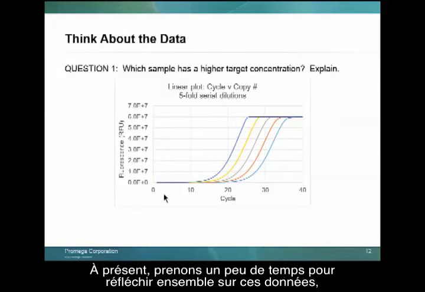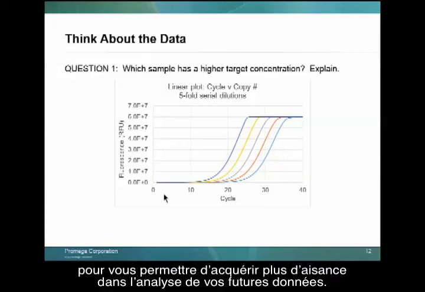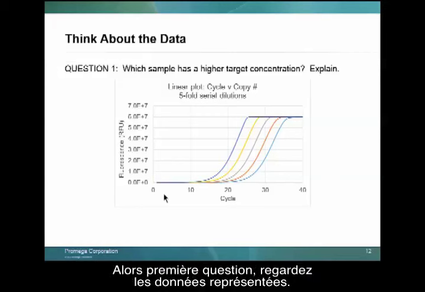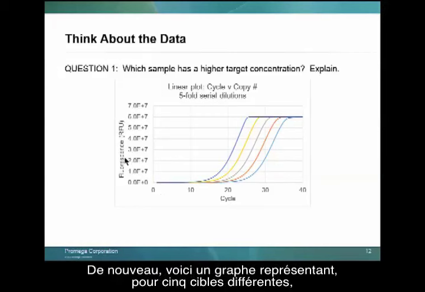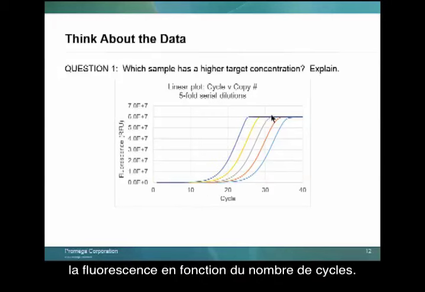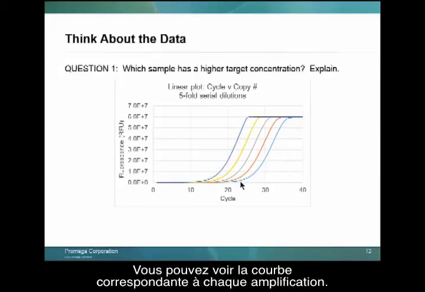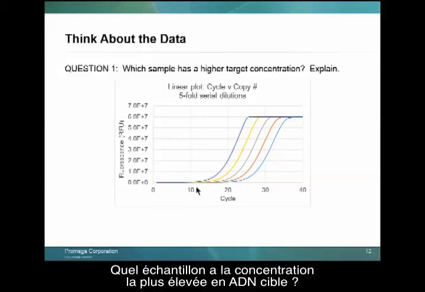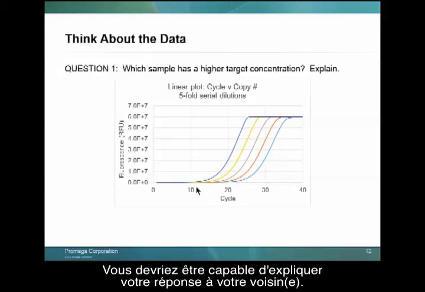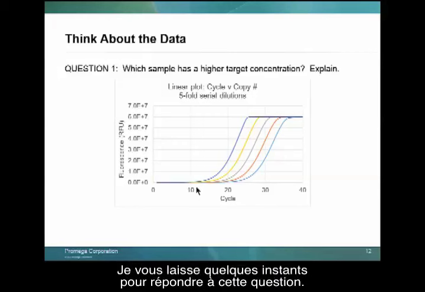So now I want to take a moment to have you actually think about the data. And this will help you develop a gut sense for how to look at your data. So in this first question, I want you to take a look at this data. Again, I've plotted fluorescence versus cycle for each of 5 targets. You can see each one here is a single amplification trace. Which sample has a higher target concentration, and you should be able to explain to your neighbor why. I'll give you a few seconds to do that.